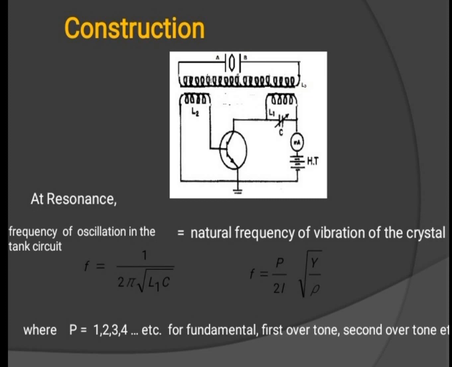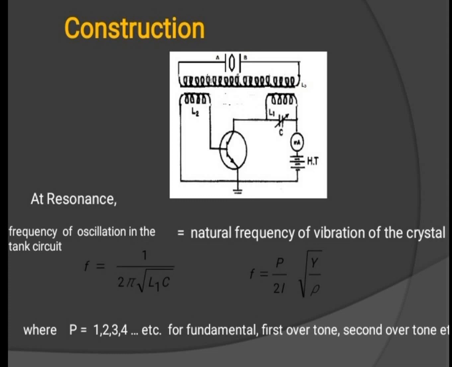A slice of quartz crystal is placed between the metal plates A and B so as to form a parallel plate capacitor with the crystal as a dielectric. This is coupled to the electronic oscillator through primary coil L3 of the transformer. The coils L2 and L1 of the oscillator circuit are taken from the secondary of the transformer. The collector coil L2 is inductively coupled to the base coil L1. The coil L1 and the variable capacitor C1 form the tank circuit of the oscillator.